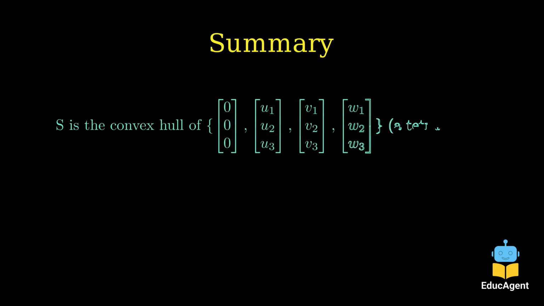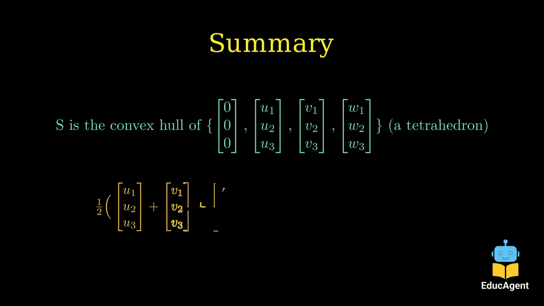Let's recap the 2 key conclusions. First, S is the tetrahedron with vertices at the origin and the 3 column vectors. Second, the vector 1/2 times the sum of the column vectors is outside S because its coefficients violate the sum constraint.